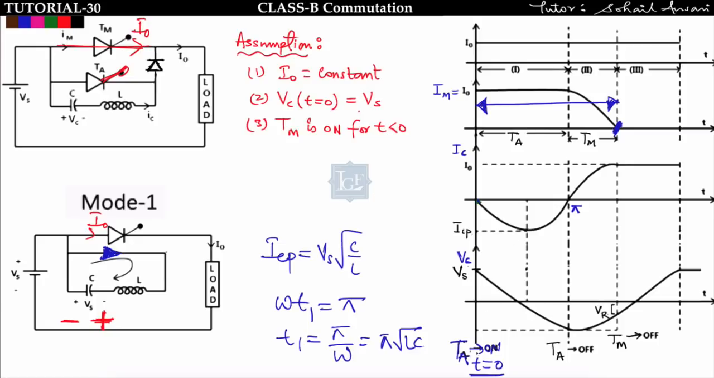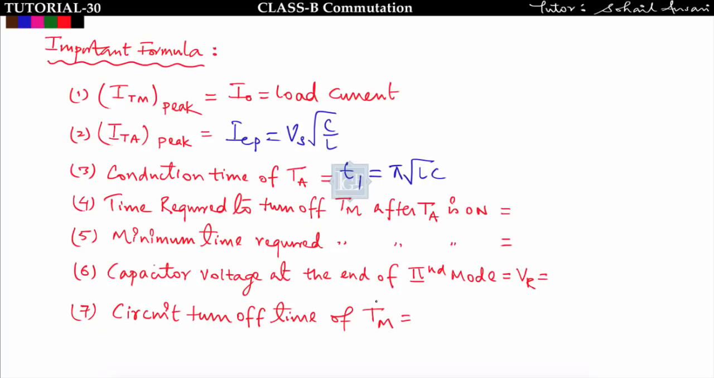So after TA is on at T is equal to 0, what is the total time taken by the main thyristor to turn off? That is equal to T1 plus T2. This is T1, we have already discussed, and this is T2. So the overall total time will be T1 plus T2. We have already found T1 as well as T2. T2 is equal to under root LC sin inverse I naught upon ICP. We have already found this equation. So the time required to turn off TM after TA is on is equal to T1 plus T2.